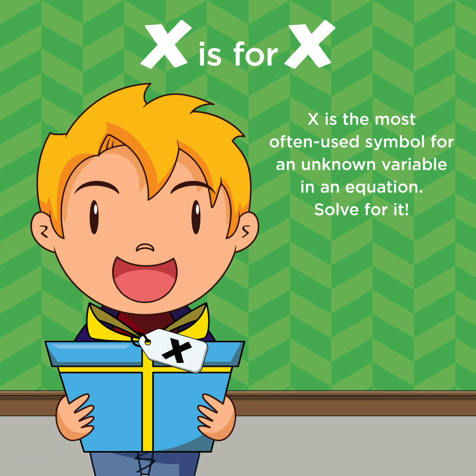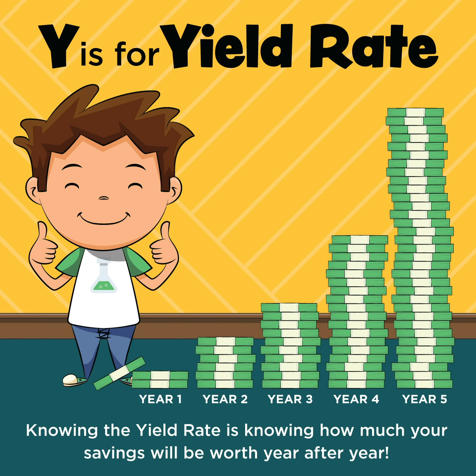X is for X. X is the most often used symbol for an unknown variable in an equation. Solve for it. Y is for Yield Rate. Knowing the yield rate is knowing how much your savings will be worth year after year.